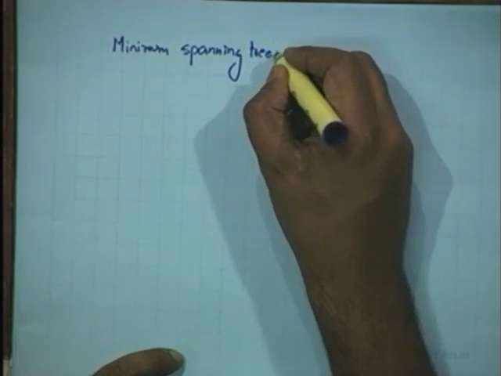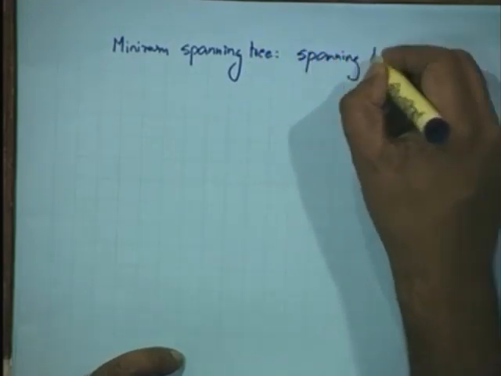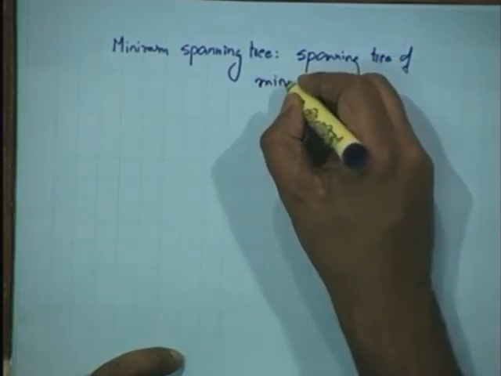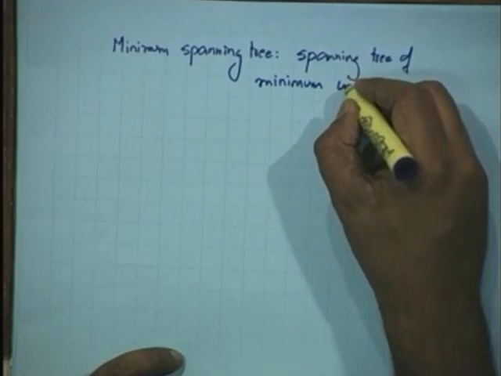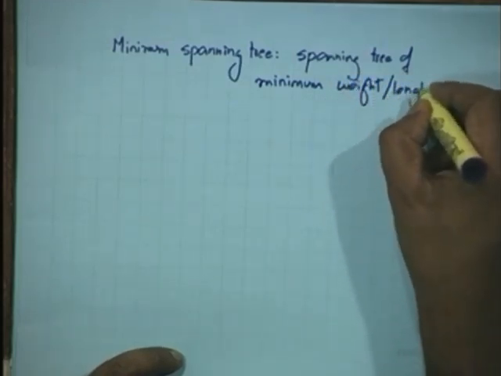So, a minimum spanning tree is a spanning tree of minimum weight. Sometimes I will use the term weight, sometimes I will use the term length, one and the same thing.